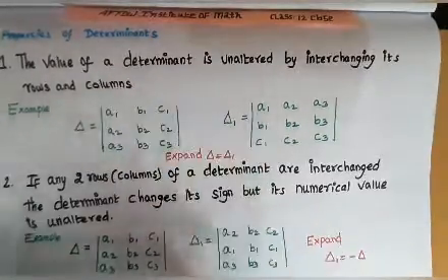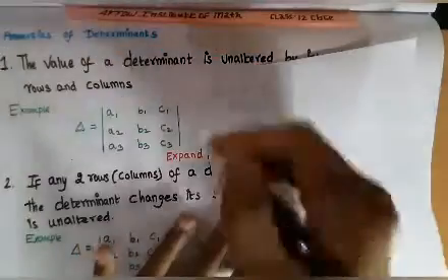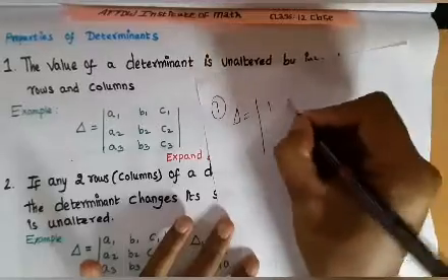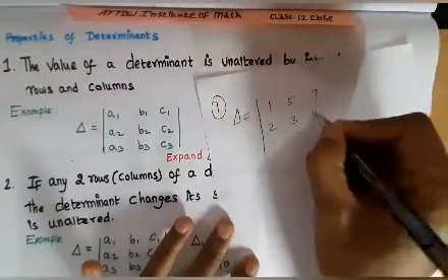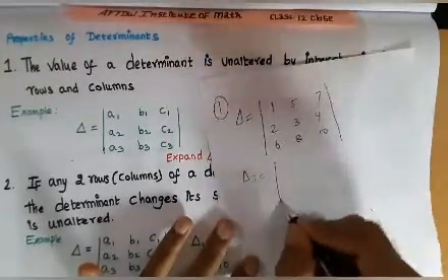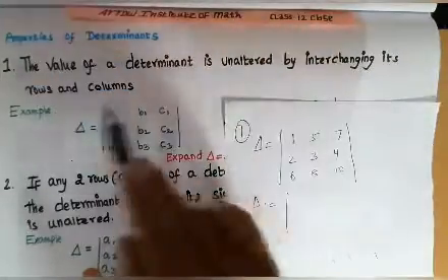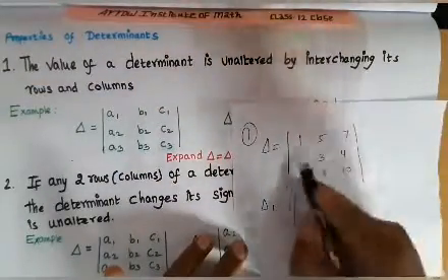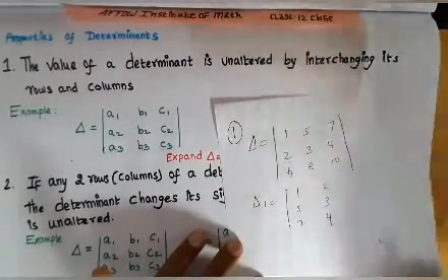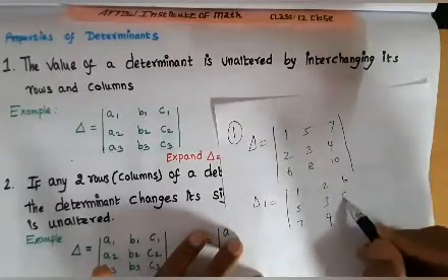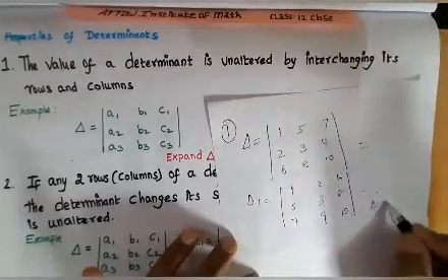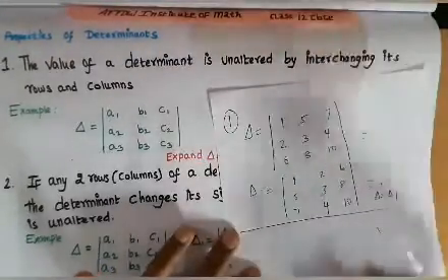For these two properties, I will give an example with numerical values. Suppose del equals 1, 5, 7, 2, 3, 4, 6, 8, 10. Then del 1 is equal to the interchanged rows and columns, since the value of a determinant is unaltered by this. So the first row will be the first column: 1, 5, 7; the second row will be the second column: 2, 3, 4; the third row will be the third column. If you expand, the two answers will be equal. So del answer equals del 1. That is property 1.